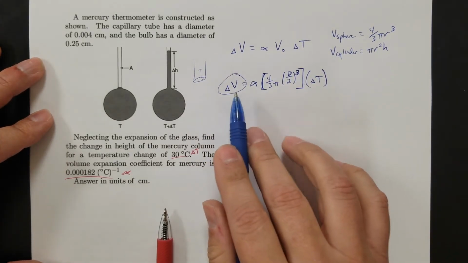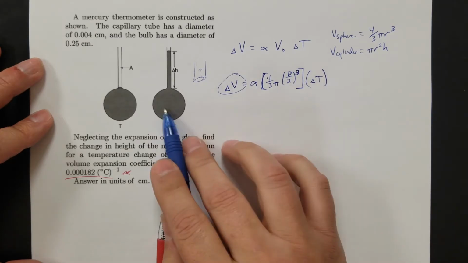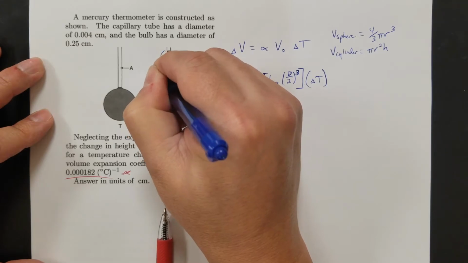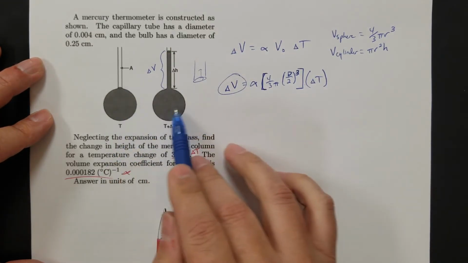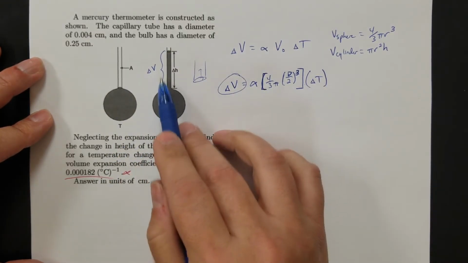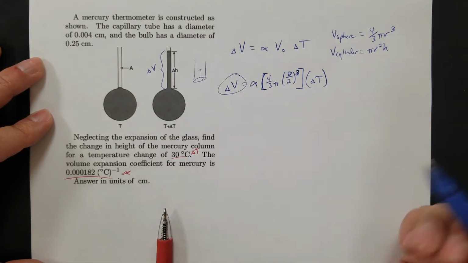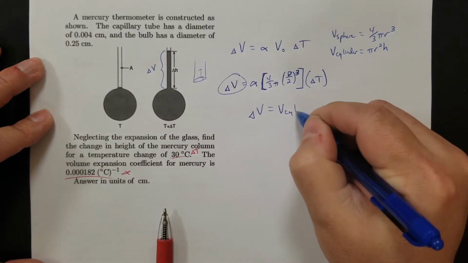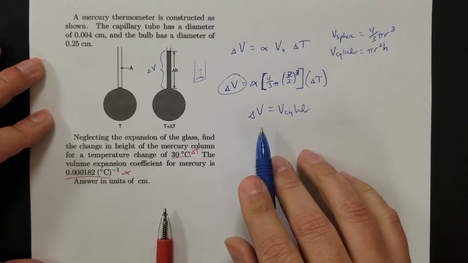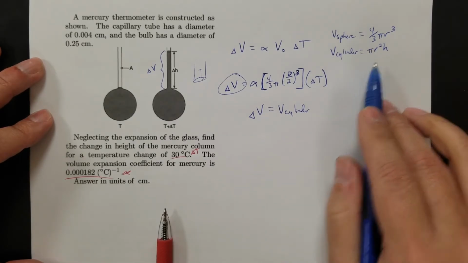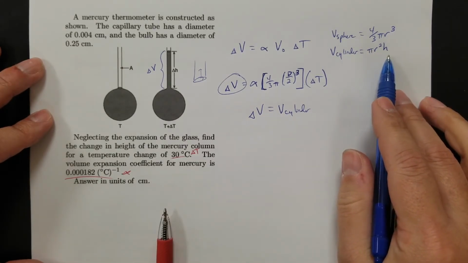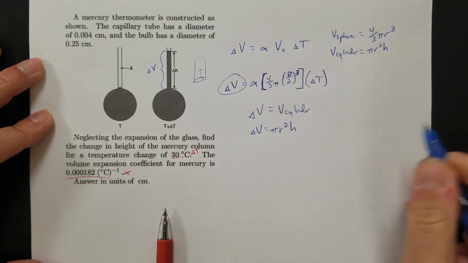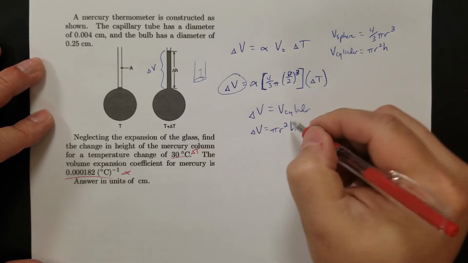Okay, so now that I know delta V, that's all in here, right? So this part here, that will be your delta V, because the original was all in the sphere. So whatever you get here is equal to the volume that goes up, right? So all you have to do is say, my change in volume is equal to the volume of a cylinder. We know volume of a cylinder is pi r squared h. So I can say delta V equals pi r squared h, and then you're trying to solve for h.